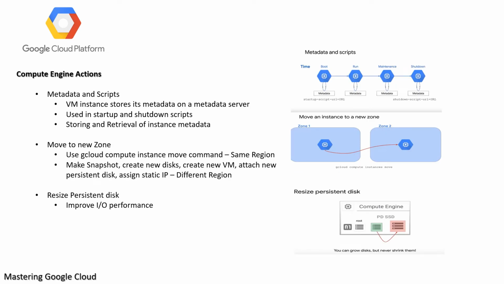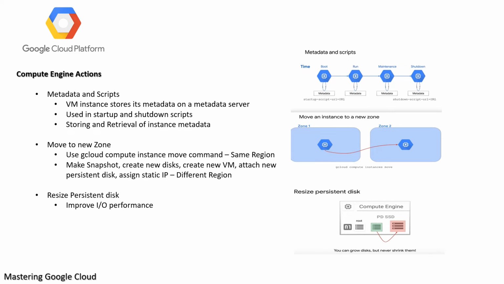Let's look into Compute Engine actions. We have covered 3 Compute Engine actions which are extremely important for exam purposes. The first one is metadata and scripts. Every VM instance stores metadata on a metadata server. You can query this metadata about instance hostname, instance ID, startup and shutdown scripts. It's very useful in combination with startup and shutdown scripts because you can use the metadata server to get unique information about an instance using your script without additional authorization. For example, you can write a startup script that gets the metadata key-value pair for an instance external IP address and use that in a new script to set up a new database.